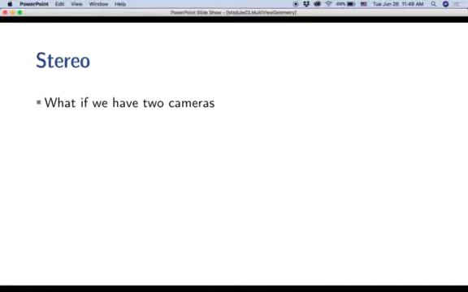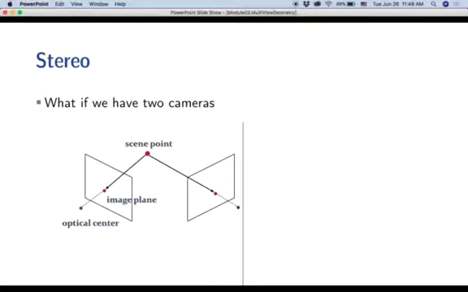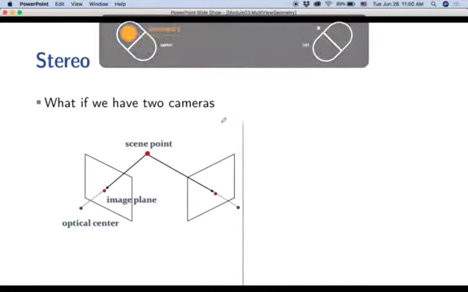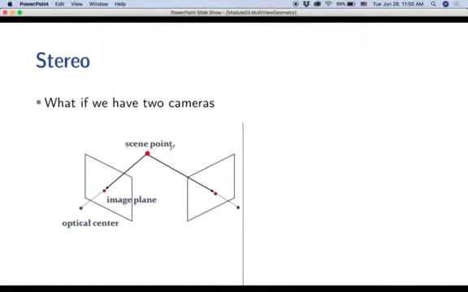Okay. So what if we have two cameras? In this case, this is the forward projection. You have a scene point, a particular point, clearly defined x, y, z. It's a well-defined point in 3-space. You have two cameras. In the first one, you join it to the optical center, and this is where the image forms. You join it to the second optical center, and this is where the image forms.